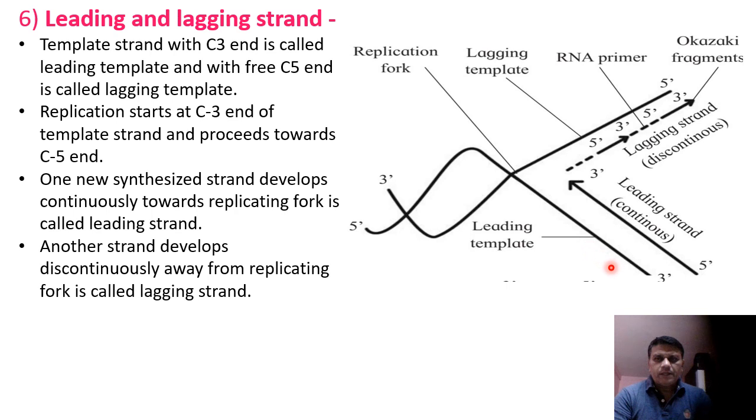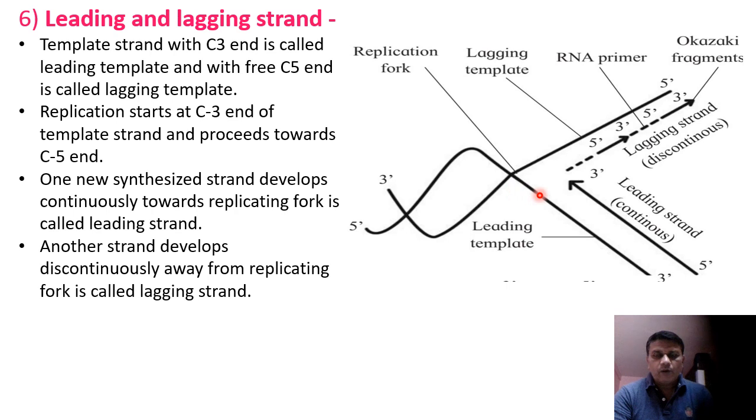One newly synthesized strand develops continuously. Here we can see this strand develops continuously towards the replicating fork. The replicating fork is here. So this strand which develops towards the replicating fork and is continuous is called the leading strand.